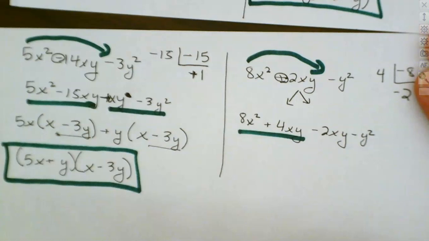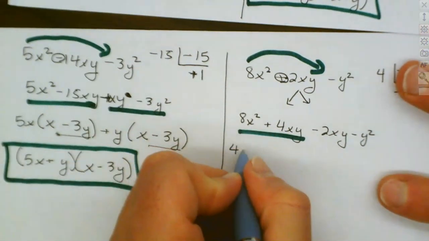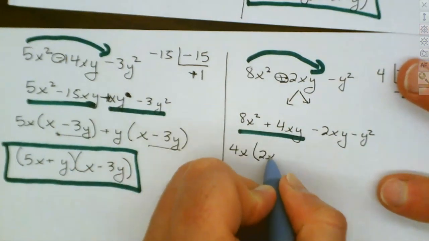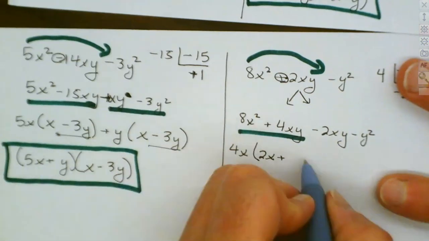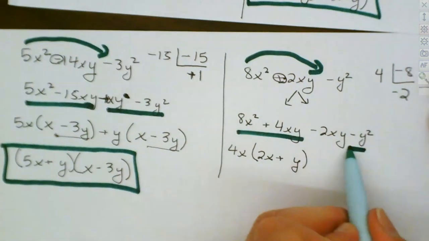Okay, make sure we're following along here. I'm going to now take out a 4x, and that leaves you with a 2x plus y. Now, what about the next two pieces?